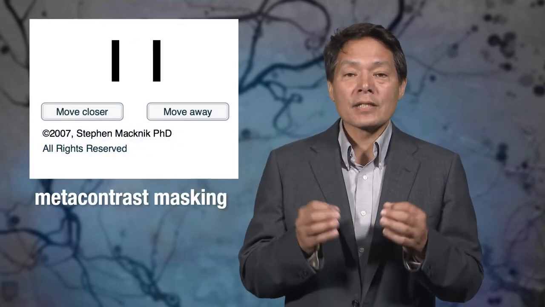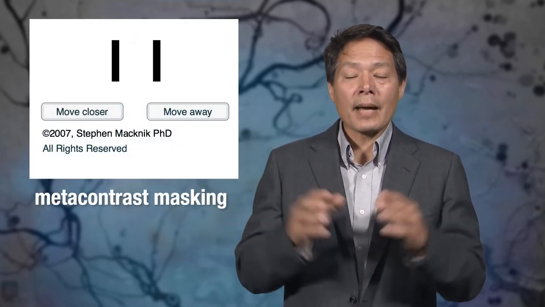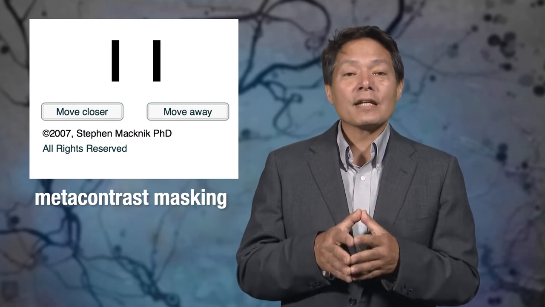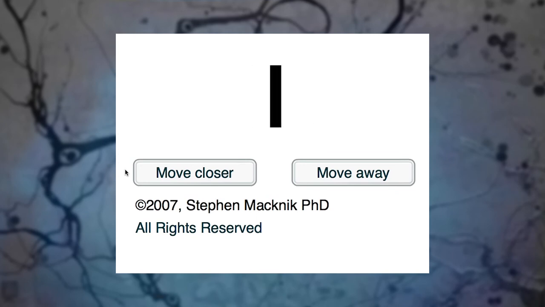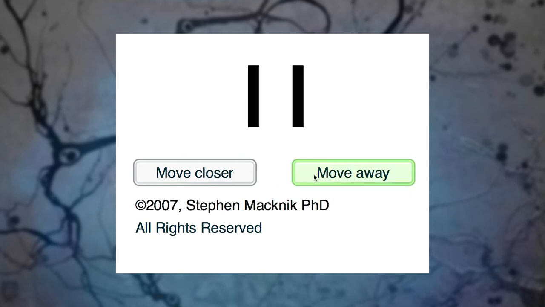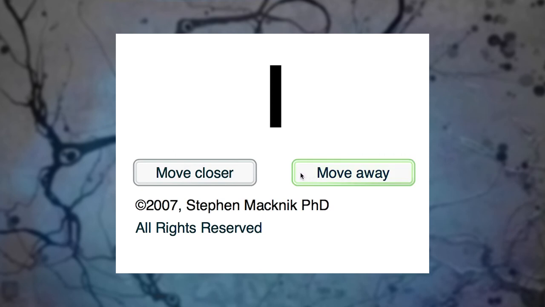Here's an example of a stimulus known as metacontrast masking by my friend Stephen Macnick. When the flanker bars do not abut the central bar, you can see the central bar just fine, flickering on and off very quickly. However, when I bring the flankers in so that they abut the central bar, its visibility goes down so much that it almost seems to disappear. And when I bring the flankers away from the central bar again, then you can see it again clearly.